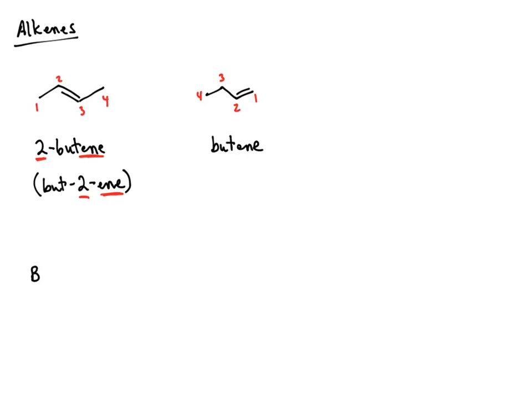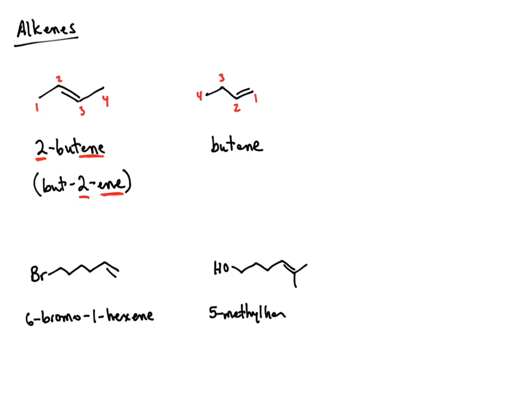So if we had the following structure, this would be a 6-bromo 1-hexene. And this structure would be a 5-methyl hex 4-ene 1-ol. And we say that the suffix is OL because that's the highest priority functional group in this molecule.